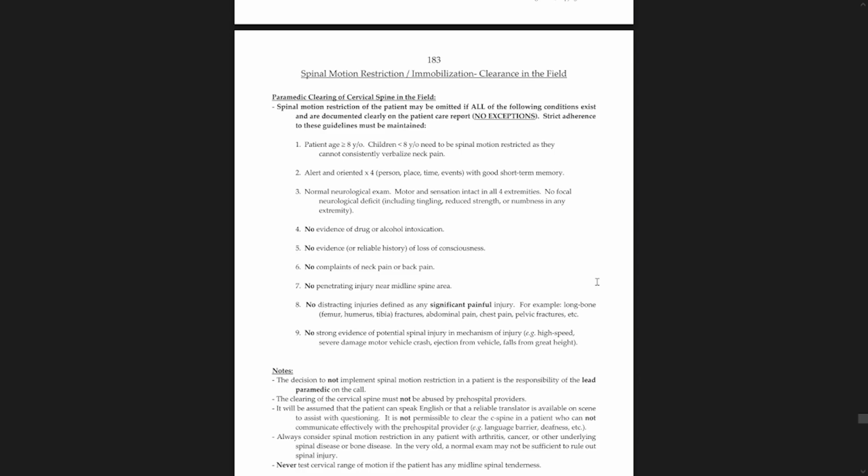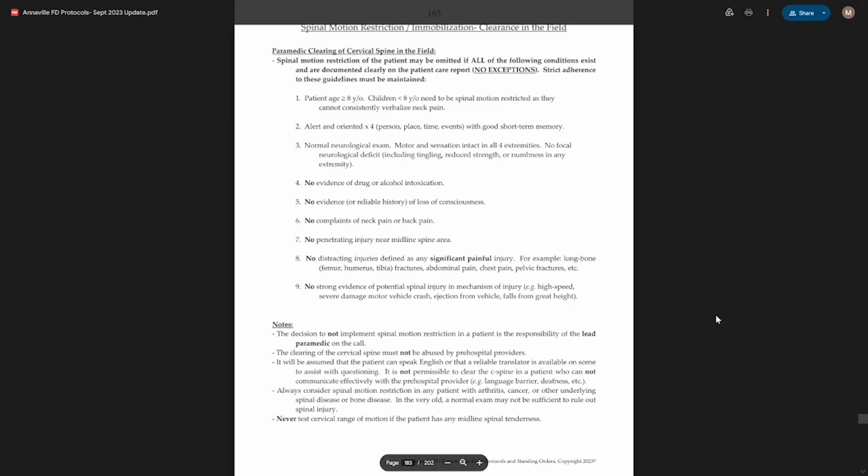No focal neurological deficits, including tingling, reduced strength, or numbness in any extremity. No evidence of drug or alcohol abuse. No evidence or reliable history of loss of consciousness. No complaints of neck or back pain. No penetrating injuries near the midline spine area. No distracting injuries, defined as any significant painful injuries.